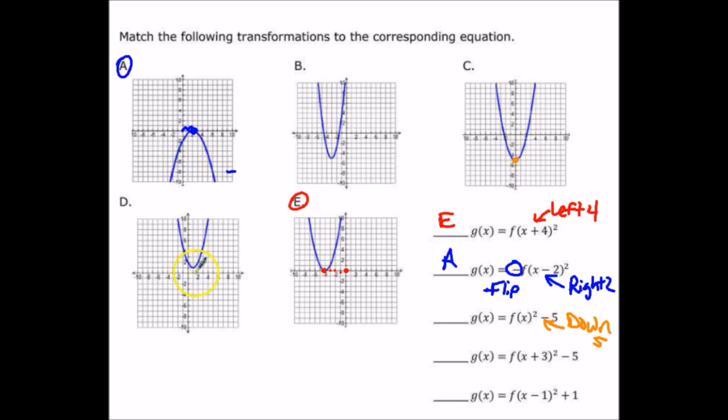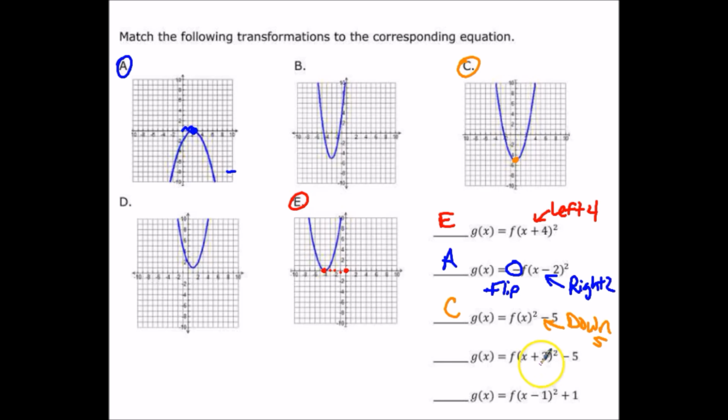We're just going to check D. That's not down 5. So the only one that went down 5 is C. All right. You are doing great so far, folks. Great job. Next one. Uh-oh, it has 2 changes here.